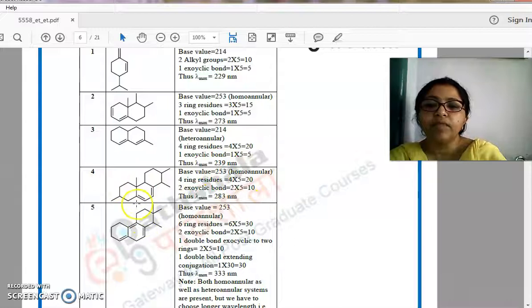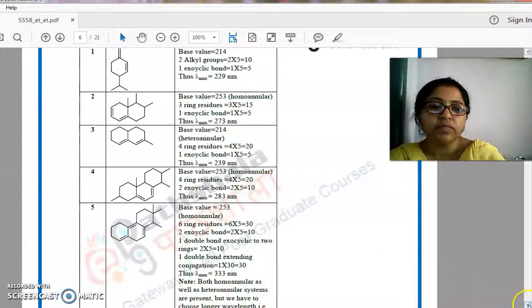Next, number 4. You have a homoannular ring in the conjugated system, so it is 253 base value. Now what are the ring residues? This is 1, 2, 3 and 4. Only those have to be considered which are connected with the conjugated system. So 4 ring residues, that is 20. Now here you see this is the ring and this is the double bond, and this is the ring, this is the double bond. So you have 2 exocyclic double bonds, 2 into 5 is 10. So the total is 283.